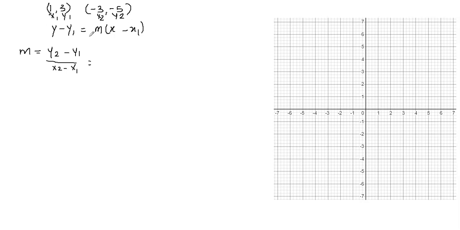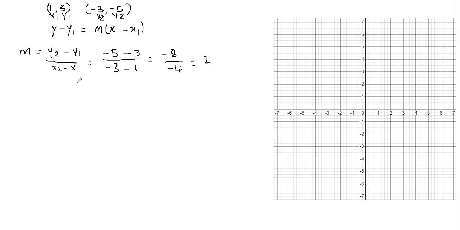Now we can simply plug this information into the slope formula and calculate the slope. My y2 is -5. Then I have the minus sign. Make sure you put that minus sign. Then y1 is 3, over x2 is -3 minus x1 is 1. Now let's simplify this. -5 minus 3 is equal to -8. And -3 minus 1 is equal to -4. And -8 divided by -4 is +2. So we found the slope. The slope is equal to 2.